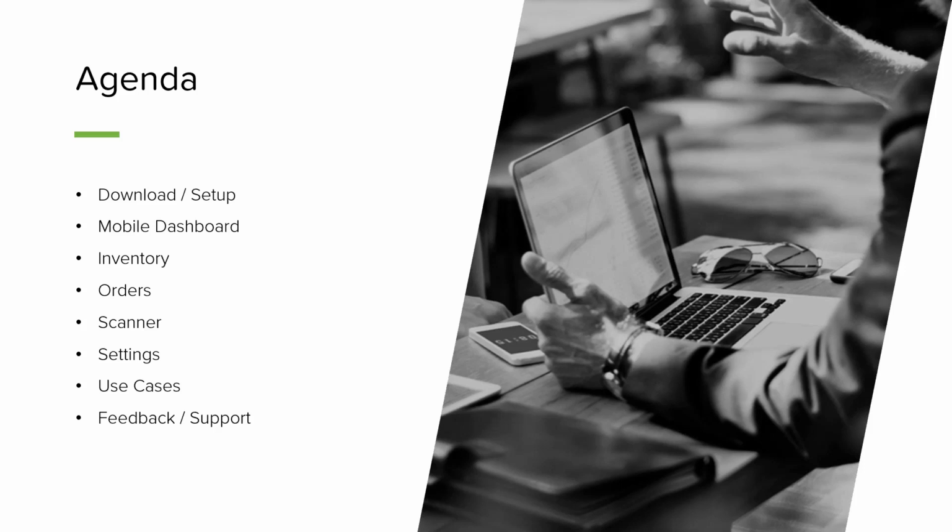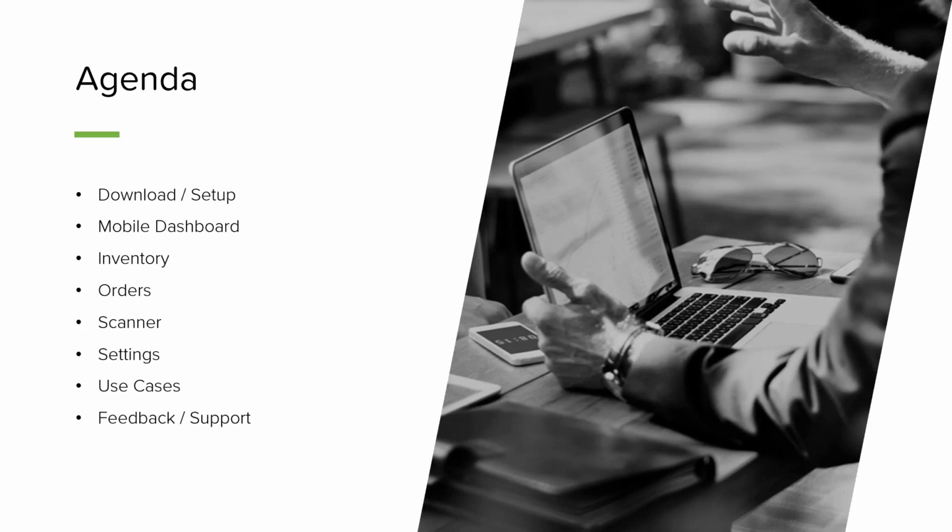Once we've got that setup discussion out of the way, we'll hop in and do a little bit of discussion about our mobile dashboard. The mobile dashboard is the first page that you'll see in the mobile app and is designed to give you some very basic information about your business and draw things to your attention. Then we'll go into the inventory aspects of Ecomdash Mobile and how it can help you manage your inventory and get some more visibility there.